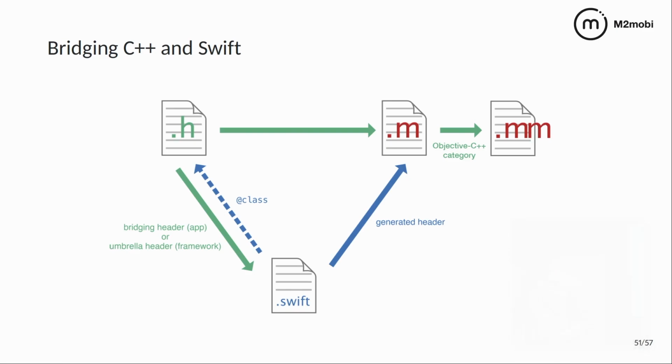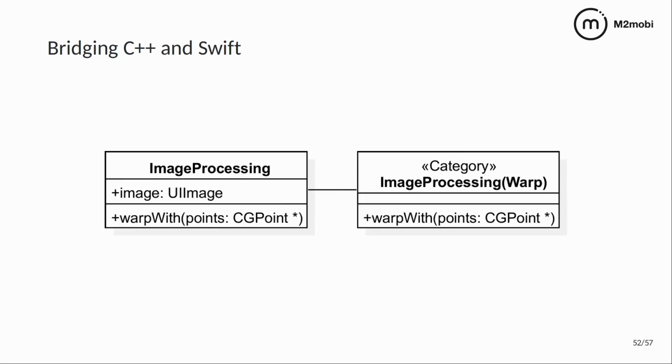So what does Objective-C++ even look like? Oh wait, sorry. To illustrate it a bit better, it's not completely valid UML, but it serves the purpose. So UIImage, we all know UIImage. It's Objective-C or Swift. You don't have to put it in the category because it's Objective-C. But warp with points, we use OpenCV to do the perspective transformation. And it's written in C++. So we define it in a public header, which is C, or Objective-C, but we actually implement it in the .mm file, so the Objective-C++.